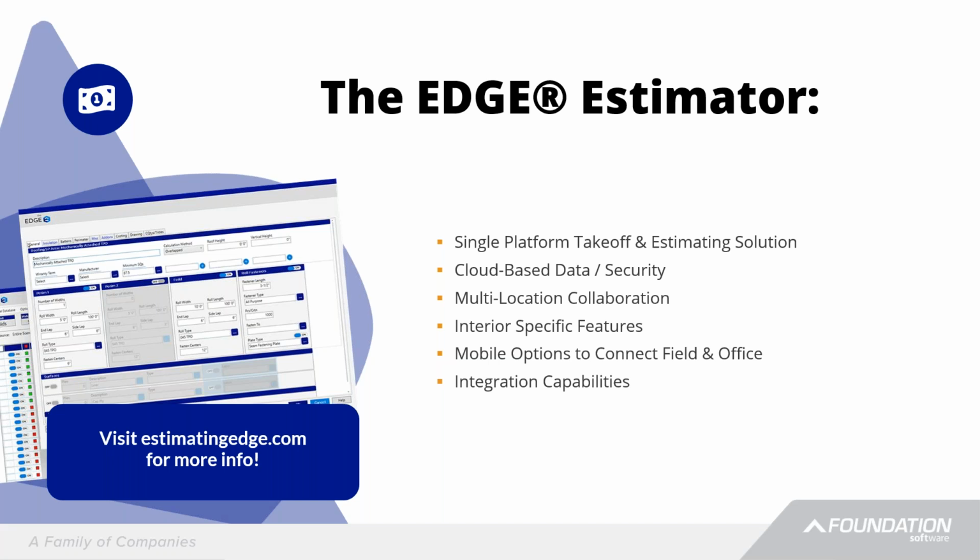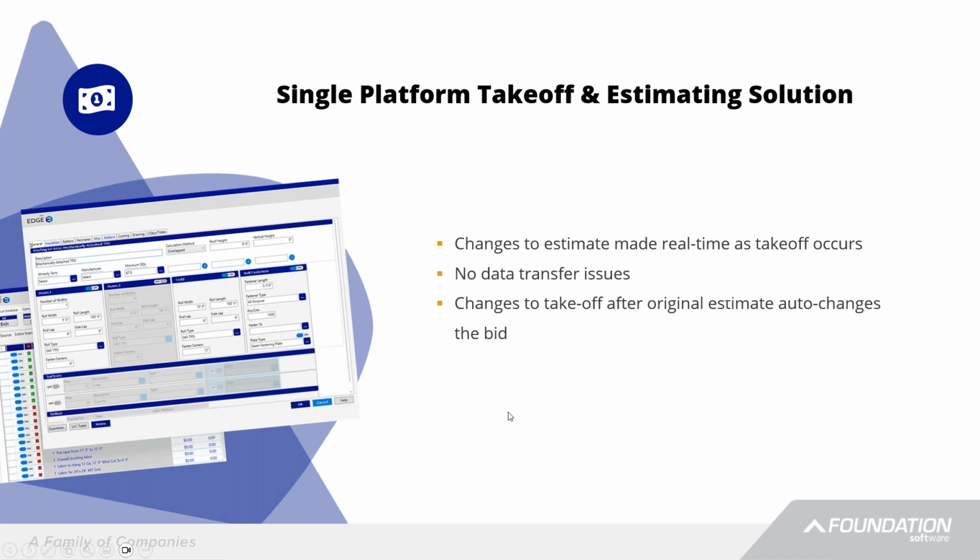Going to show you some interior specific features that we've put together that's unique for things like acoustical ceilings especially. We also have mobile options within the Edge to connect to the field. We call that option Edge on Site. It's an app for your iPad where people can track production in the field and update your bid real time, see if you're on track or not. We also have some integration capabilities. Our parent company Foundation, we integrate with their accounting software. We also integrate with some other accounting softwares out there.